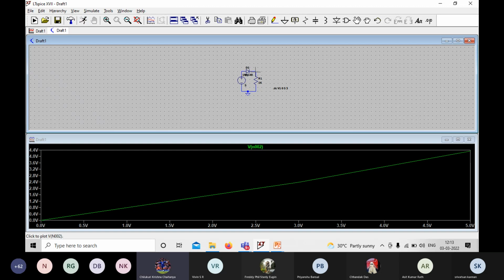So for me, the voltage is like opposite. The graph is showing opposite, but with the same values though. Where have you connected the probe? Probe should be connected to the output end, that is across the resistor. I'll check it, one second.